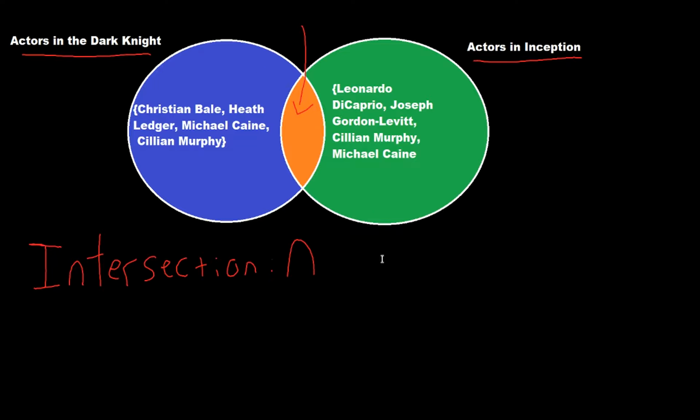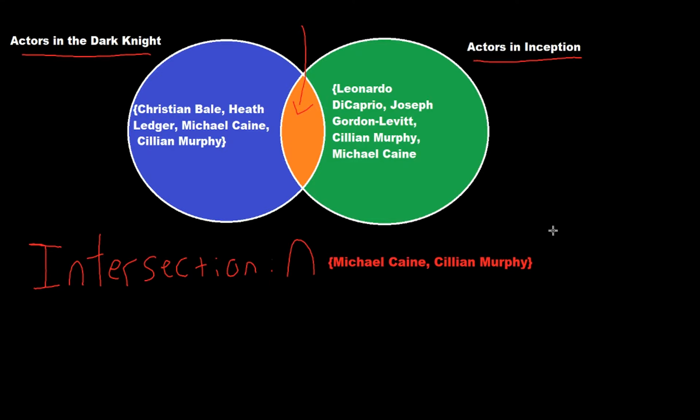So in our movie example, the set that contains Michael Caine and Cillian Murphy, I think that's how you say his name, is the intersection of the two sets. Michael Caine and Cillian Murphy are both in The Dark Knight and in Inception.